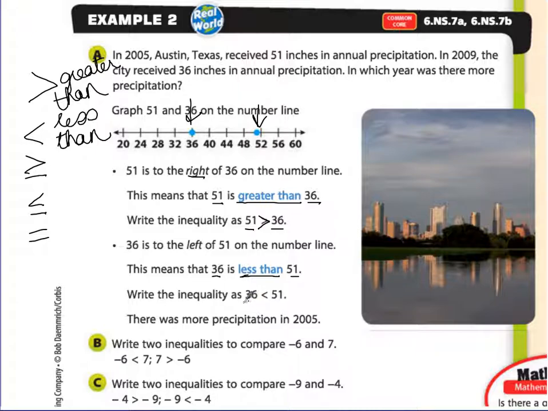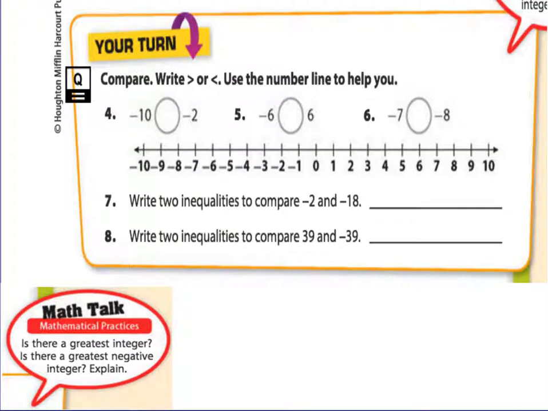Notice that where I put my number changes, and then my symbol would also change. So yes, the symbol is still eating the larger number, but the way we read it is different. In this case, it's 36 is less than 51, and up here, it's 51 is greater than 36. If I flip the symbol, I have to flip my numbers as well. You have two examples down here that you can also look at for help, but I would rather go through and work on some problems with you.